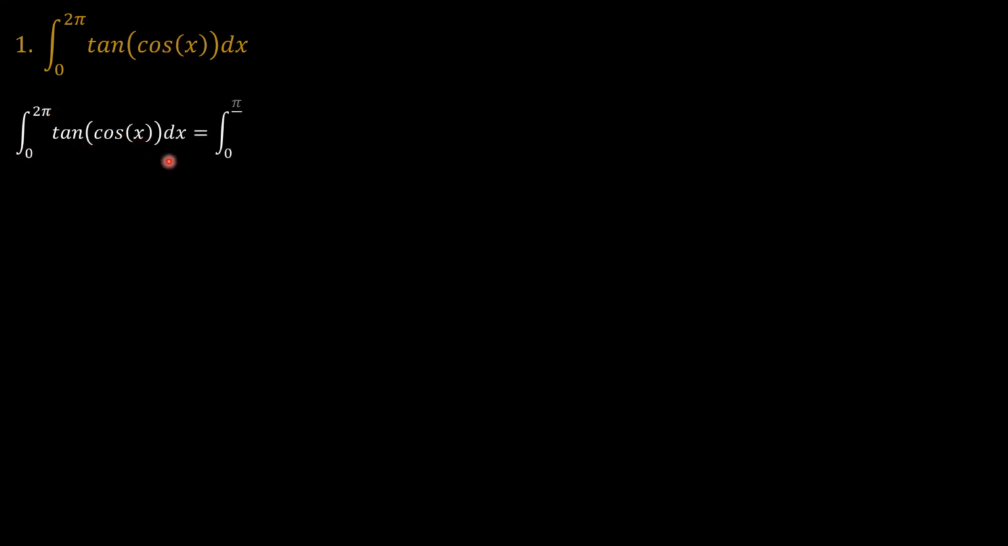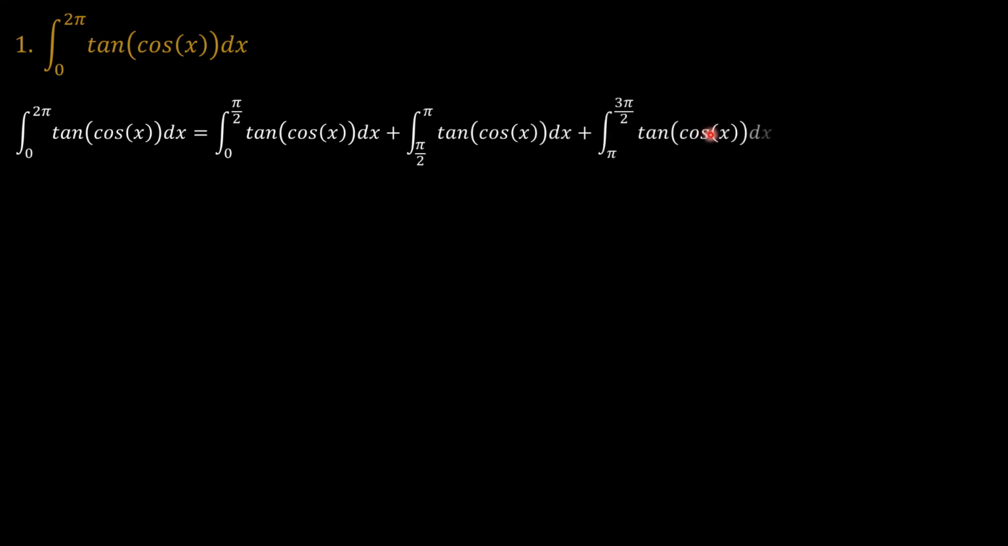So it's the integral from x equals 0 to 2 pi of tangent of cosine x. The first thing I'd like to exploit here is symmetry, because cosine is an oscillating function, and the oscillation is repetitive, so I could exploit that. So from 0 to 2 pi as our domain, we could split that into 4 subdomains: 0 to pi over 2, pi over 2 to pi, pi to 3 pi over 2, and from 3 pi over 2 to 2 pi.